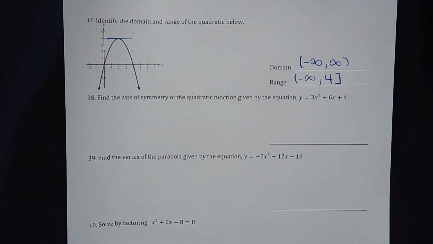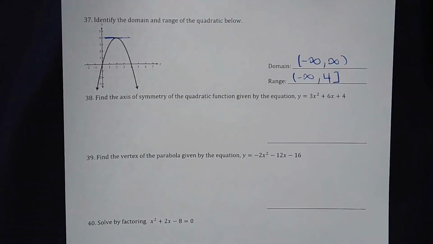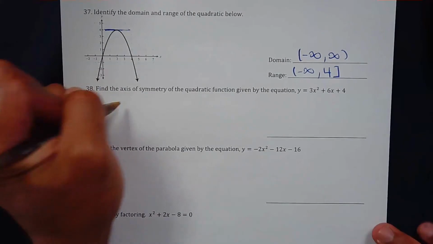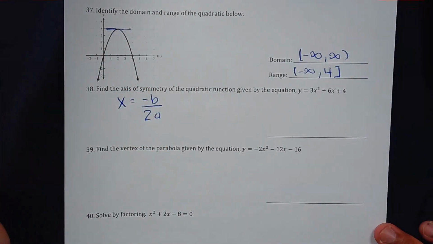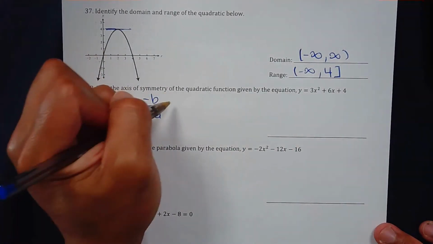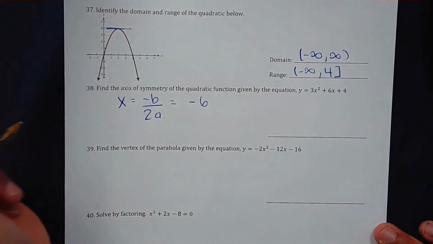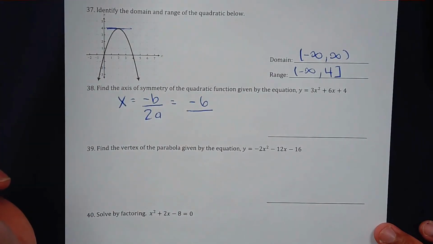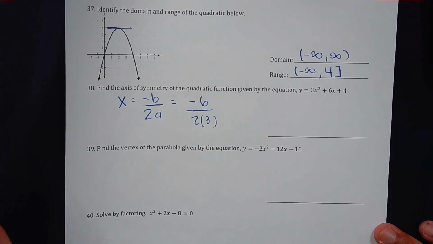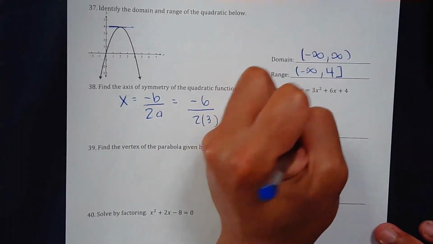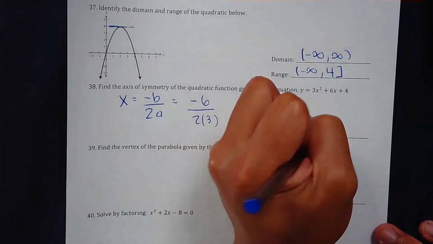All right, find the axis of symmetry of the quadratic function given the equation y is equal to 3x squared plus 6x plus 4. Remember, axis of symmetry, that's going to be our formula. X is equal to -b divided by 2a. Our b is going to be 6. So -6 divided by 2 times a, which is 2 times 3. All right, so we have -6 divided by 6. That gives us -1. So final answer, remember we need that x. X is equal to -1.